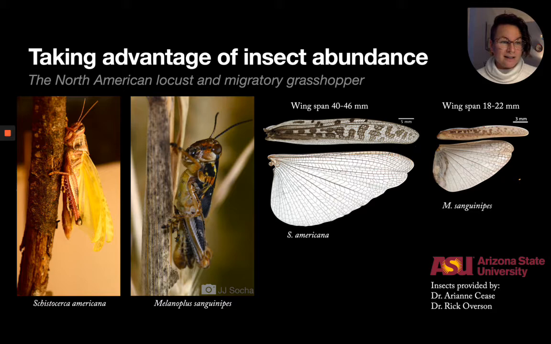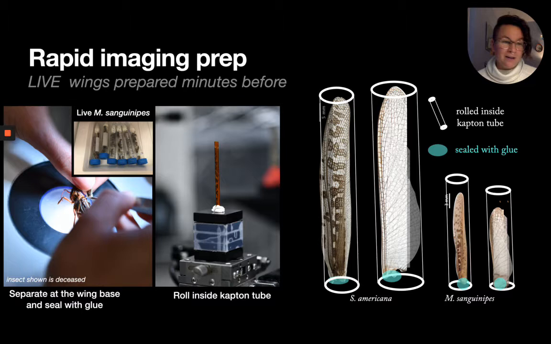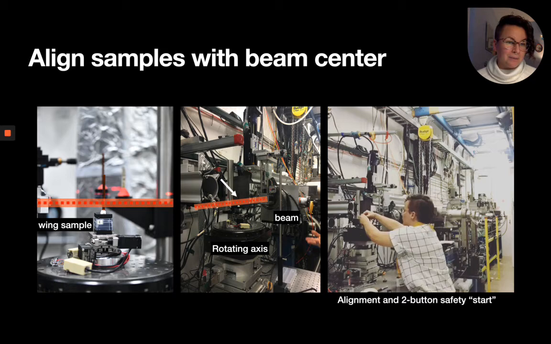So we quickly removed wings off of grasshoppers and we immediately put them in to scan. So here you can see that I'm removing the wing. We brought in recently deceased Schistocercas and live sanguinipes. They were anesthetized before dealing with them. And then we put our samples in the beam line so that they could be measured and perfectly centered.